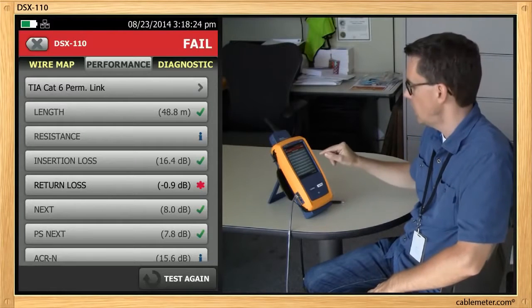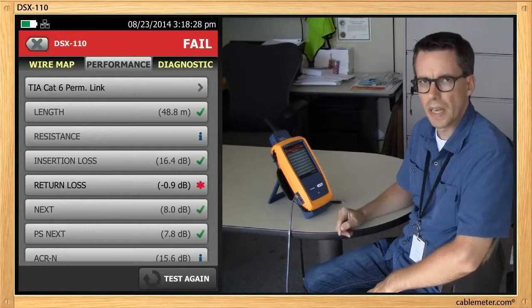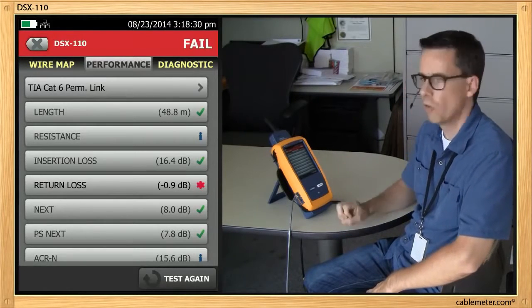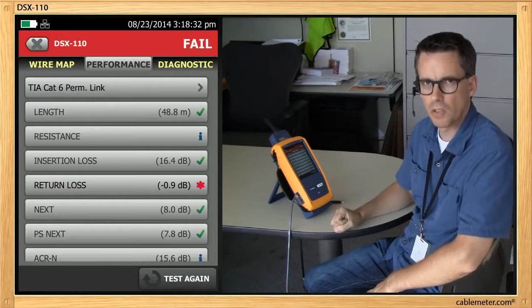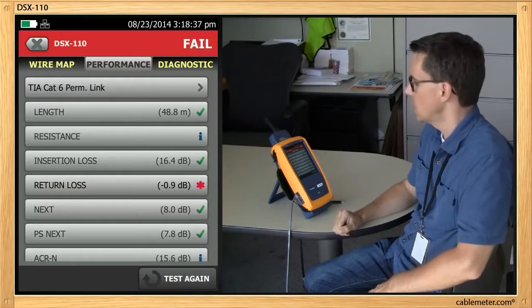In this example, we see return loss fail, and the red asterisk at the side here indicates that it's a very small fail, but within the accuracy of the instrument. However, a fail is a fail, so we need to diagnose it.